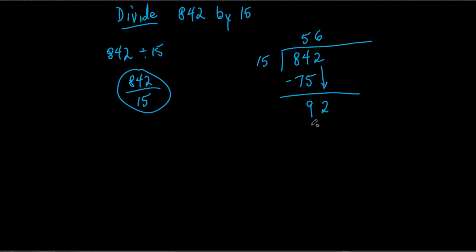So 15 times 6 is what? 90. We subtract it. Don't forget that subtraction right there. All right, and then we subtract. You get a 2. There's nothing else to bring down, is there? So what do we call this thing? Our remainder. When you're a little kid, they put remainder 2. But then you get older, it's 2 over 15. Very good. So that's your answer right there. It's 56 and 2/15. Okay, you're welcome.